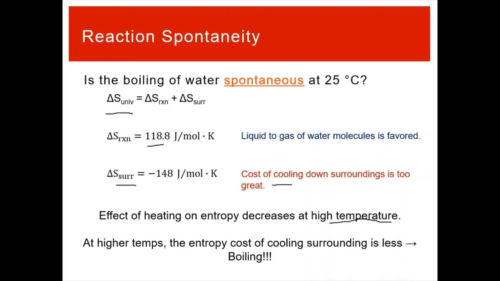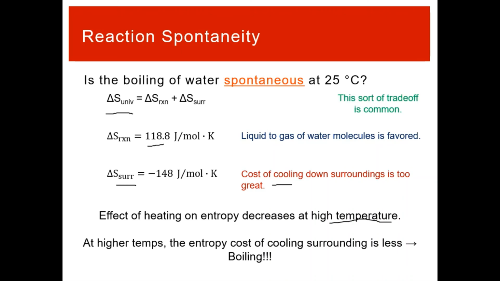And that's why that sort of guidance is always true, because the sign of delta S of the reaction for boiling is always positive, and the sign of delta S of the surroundings is always negative for boiling. Those are always going to be the case, and so that's why it's always true that you increase the temperature to get something to boil.